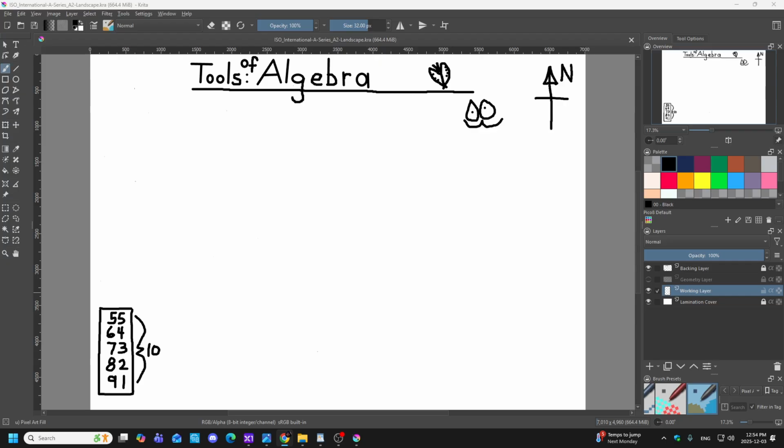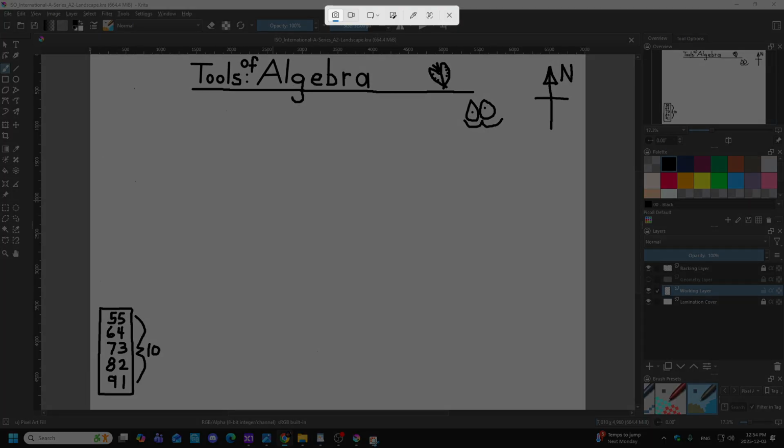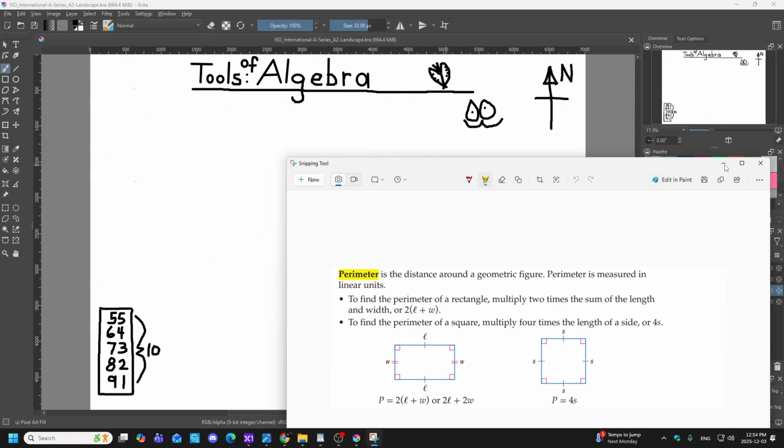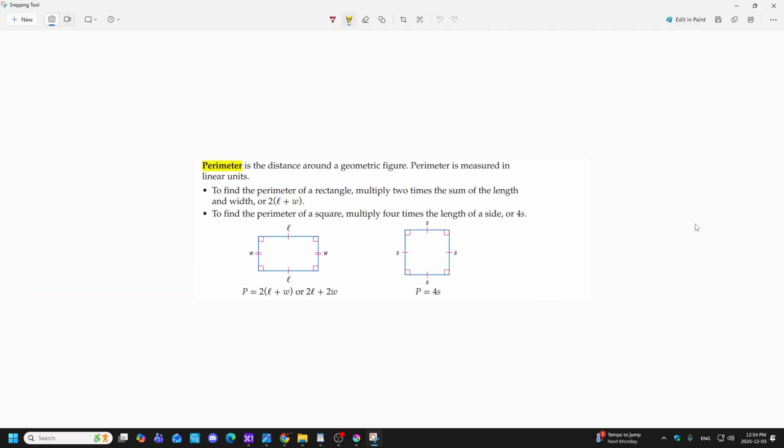I will share this quickly with you now. Here it is. Okay, there we go. Perimeter, a little bit of a definition, some additional information, and formulas that you can use for either rectangle and/or square.